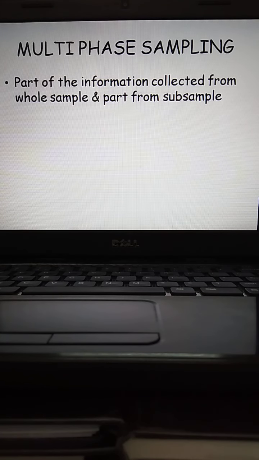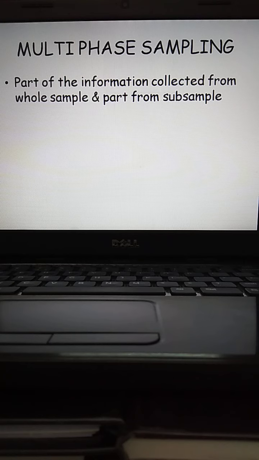The final method is the multi-phase sampling method. Here, part of the information is collected from the whole sample and part from a subsample. Let us suppose that in a college, different courses will be there. Engineering students would be there, management students would be there. For certain information, all the students will be assumed and a sample will be collected. In that sample, both engineering students and management students would be there.